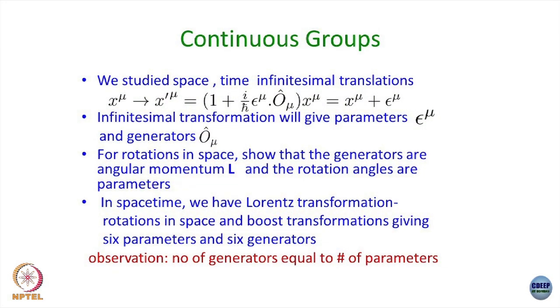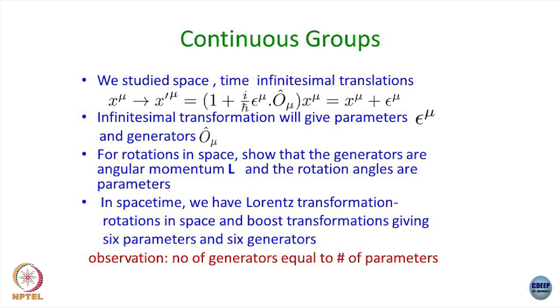So, we studied this under space time infinitesimal translations. You have a slight change away from identity. As I said, this plus or minus I is just a matter of definition, you can absorb it into an epsilon. So, epsilon mu is infinitesimal and x mu is the initial position and it gets shifted by an epsilon. So, an infinitesimal transformation will give parameters epsilon mu, and the corresponding generators is O mu.